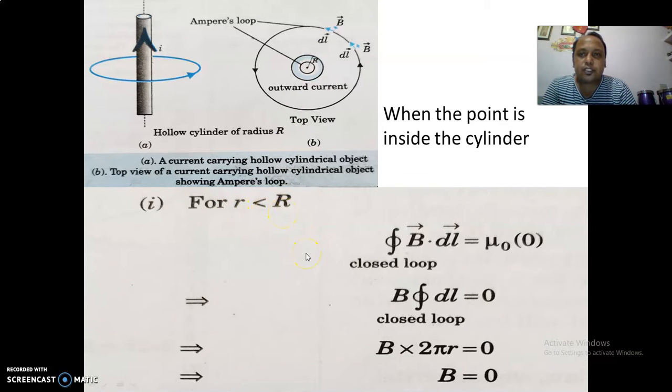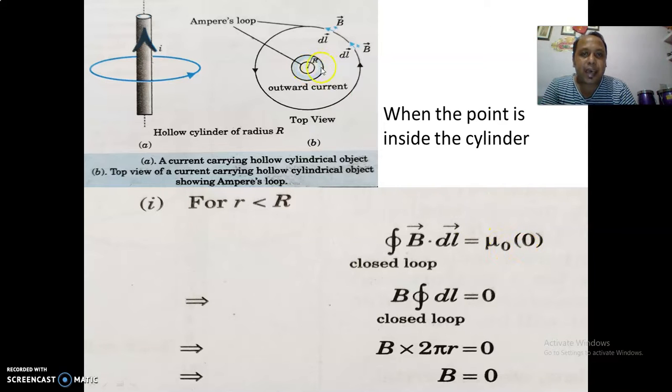We are going to calculate the value of the magnetic field at a point inside by using Ampere's Circuital Law, which is the integral of B dot dl over a closed loop is equal to mu naught times the total current threading the loop. This time, since there is a hollow portion inside the cylinder, only air is present here, and no current threads through this loop. So the total current threading the loop is 0 here, so mu naught into 0.